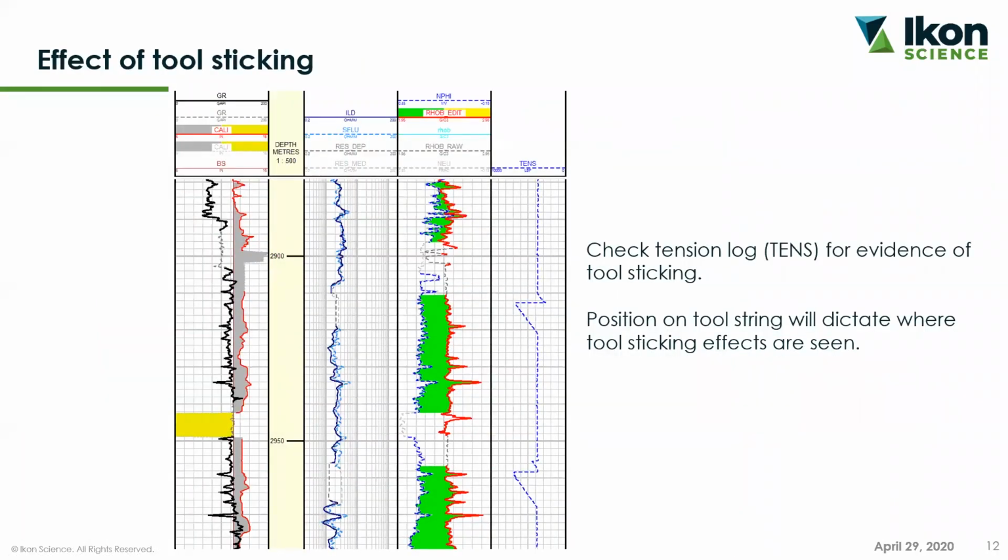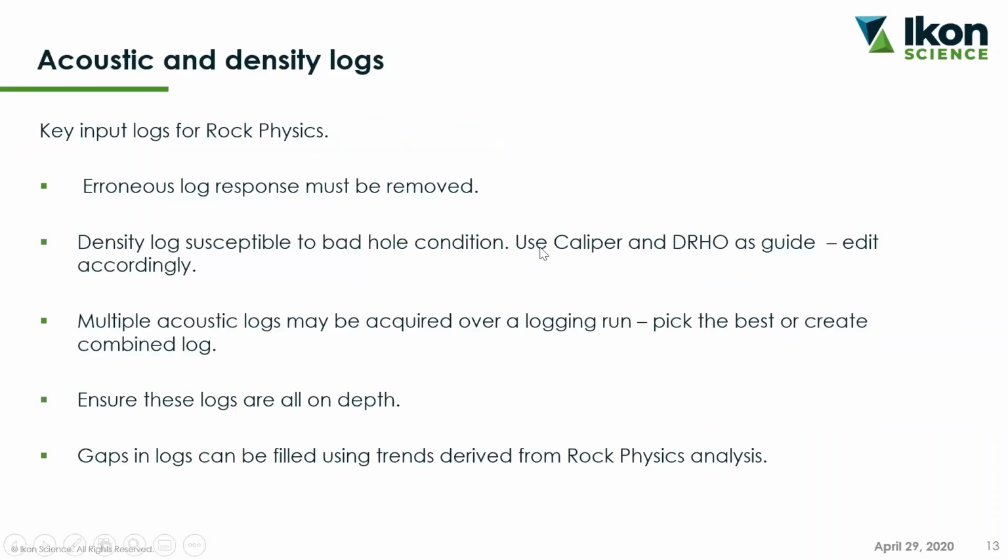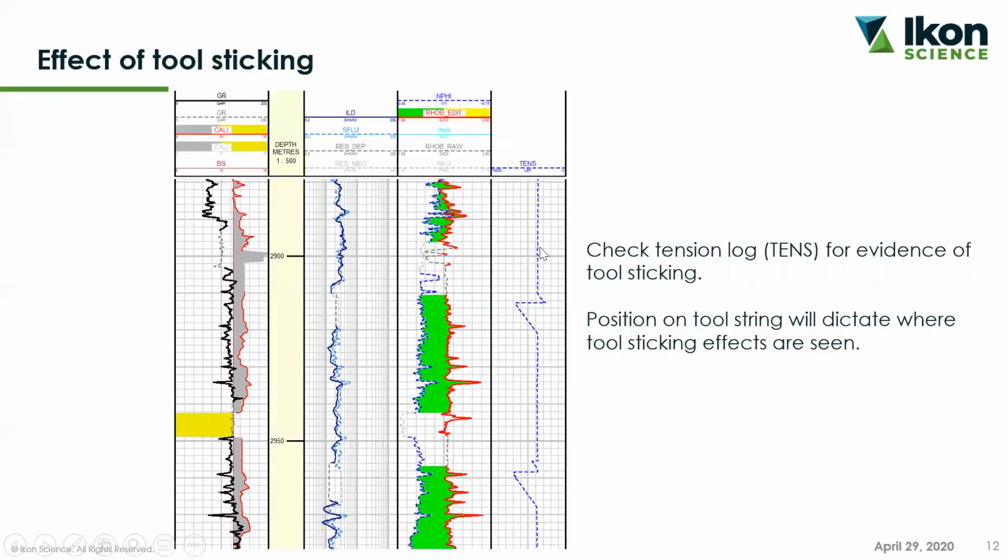Tool sticking. So another common problem, when you're acquiring data, sometimes the tool gets stuck in the hole and it affects the log reading. So you can see here in this display, in the last track, we have something called TENS, which is the tension. Tension log, and that shows where the tension increases, where it goes to the left. That shows an increase in tension, and that means that the tool is stuck.